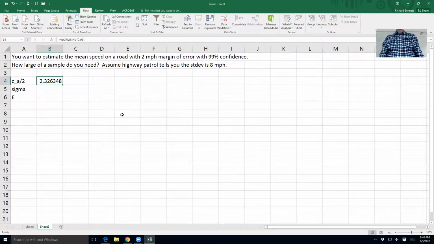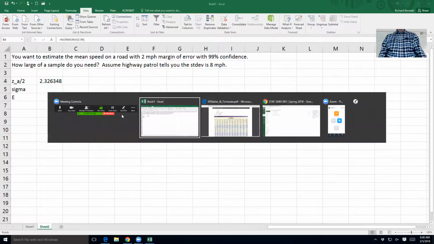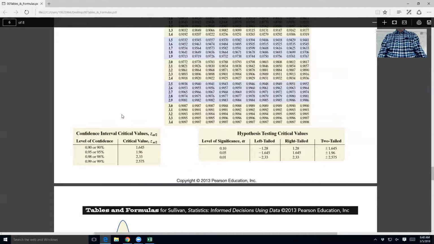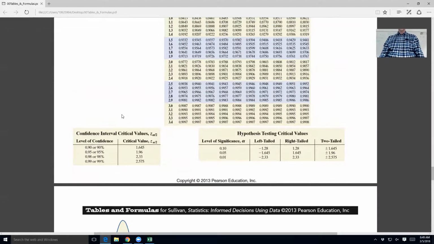Oh, 2.32. Yeah, that's right. On the chart it says 2.575. Oh, it does say that on the chart? That's the easier way to do it. Yeah, that's what I thought. Oh, what did I do wrong? I got 2.33. Why did I get that wrong?